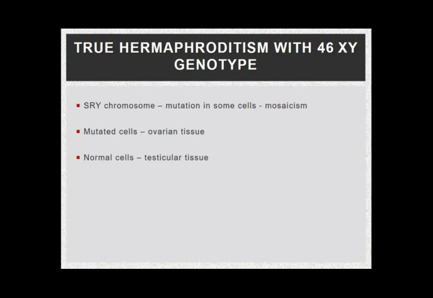When the genetic makeup is 46XY, what happens? Here the SRY chromosome undergoes mutation. In some cells, mutation occurs. As a result, mosaicism develops. The normal cells, since the makeup is XY, develop into testicular tissues, and the cells that have undergone mutation develop into ovarian tissue. So it is both ways.